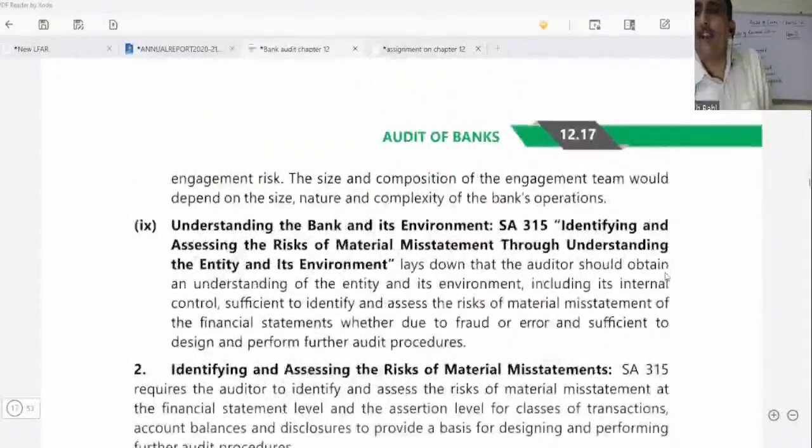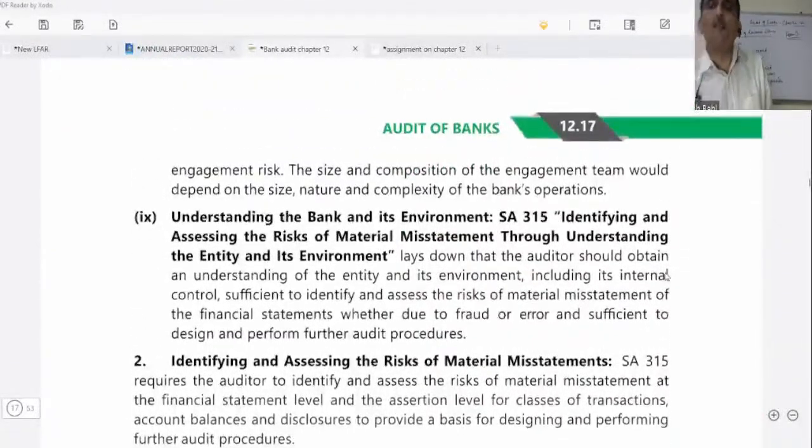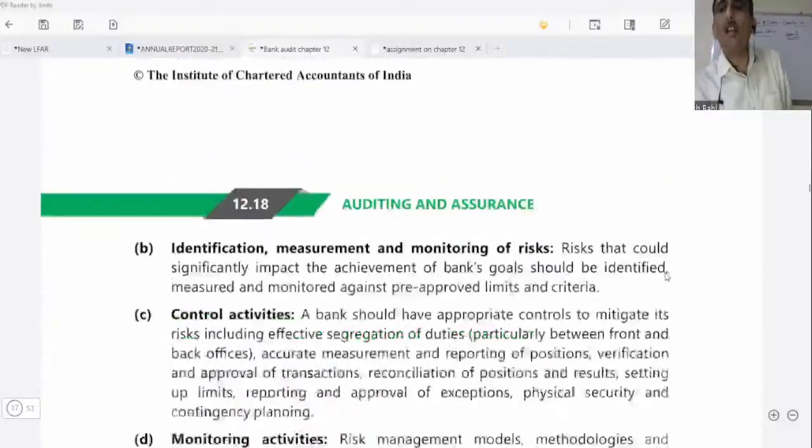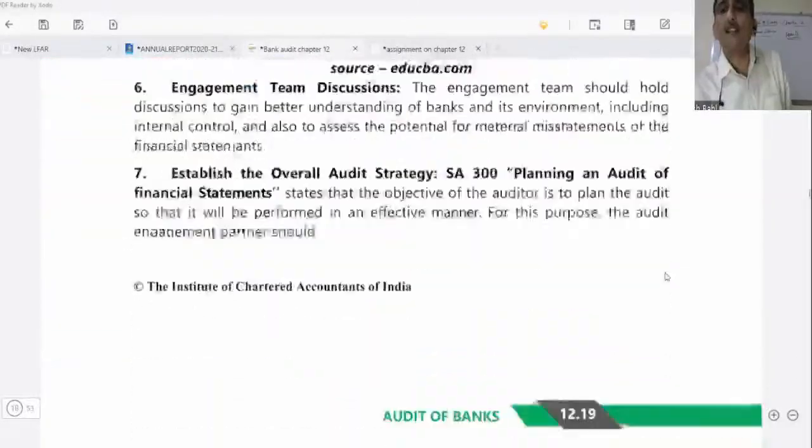So these are all general points. He has to assess the risk of material misstatements. He has to assess the risk of fraud. He has to assess the risk of money laundering. These are all general points we have discussed.